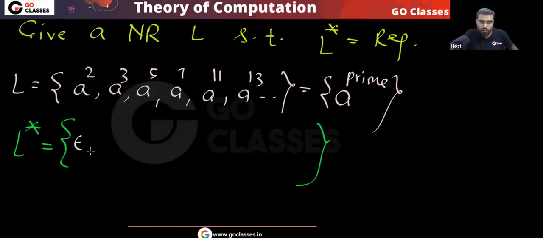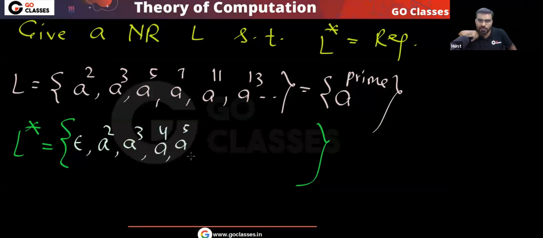See, in L star, you will have the empty string. You will have every string which is in L. You can create a power 2, a power 3. Can you create a power 4 in L star? Yes, a power 2, a power 2. So you will have a power 4.